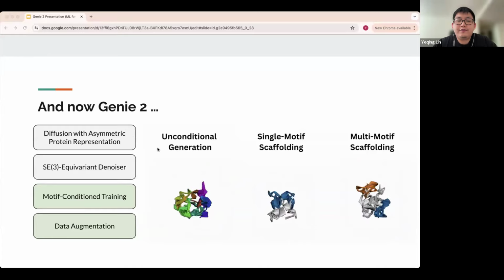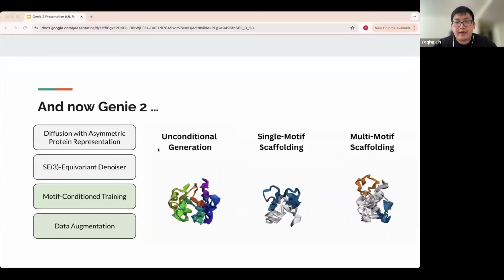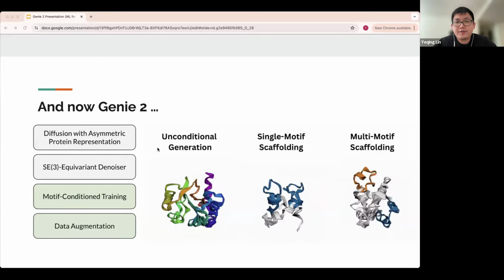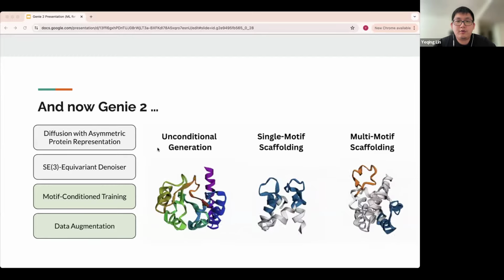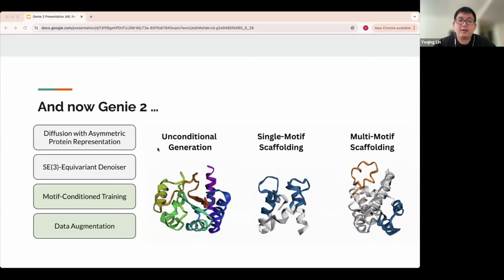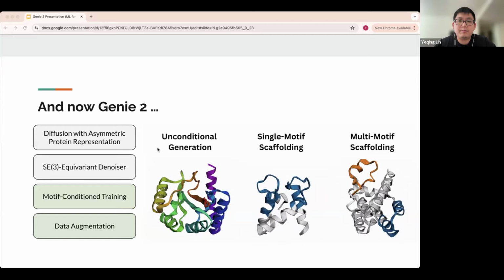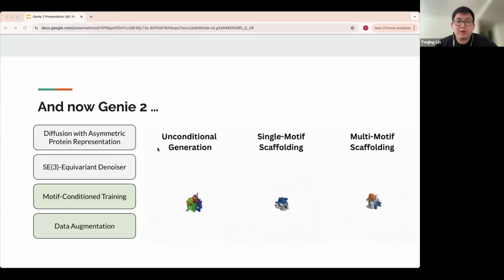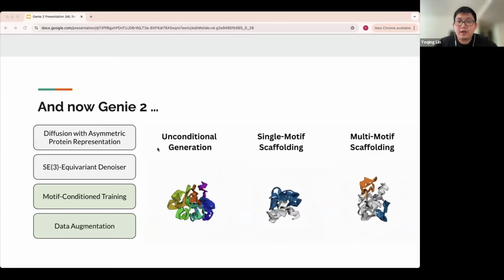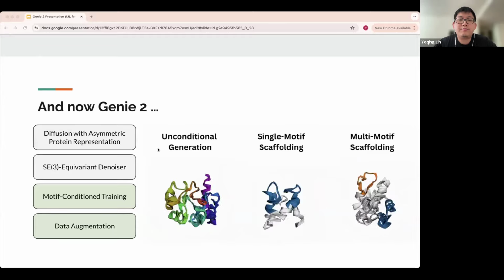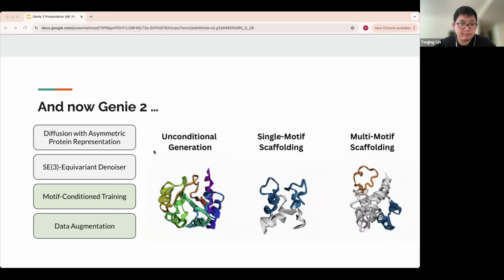This is different from the multi-motif case, where the relative position and orientation between these two motifs are flexible, which means that when we sample multiple samples, the orientation and position between them could be different. We will next discuss the motif conditional diffusion process in more detail.